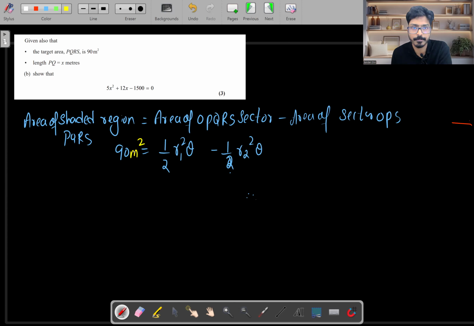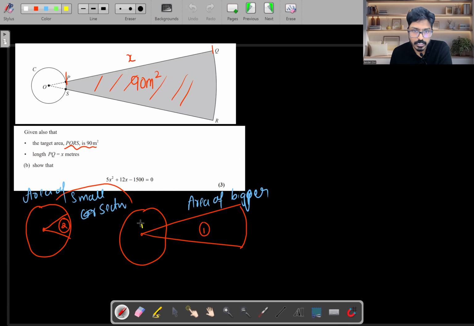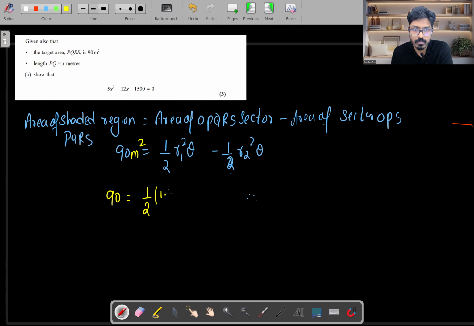90 meters square. Now 90 is equivalent to, let me write it down. So half, what is the radius of the bigger sector? If you take out the radius of the bigger sector, this already we know from the question, which is 1.2, and this would be our x. So therefore the radius of the bigger sector would be 1.2 plus x. So that we can write it down here: radius would be 1.2 plus x whole square.